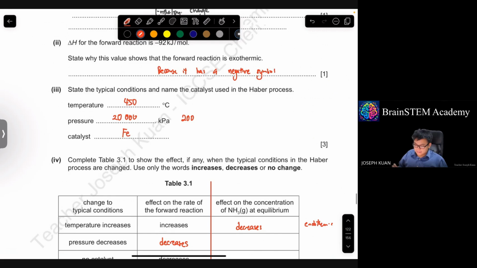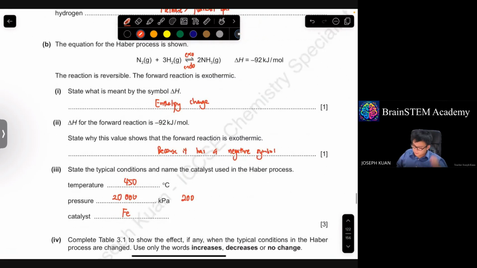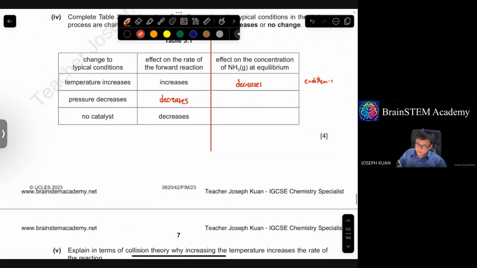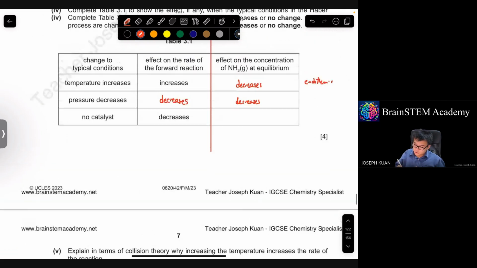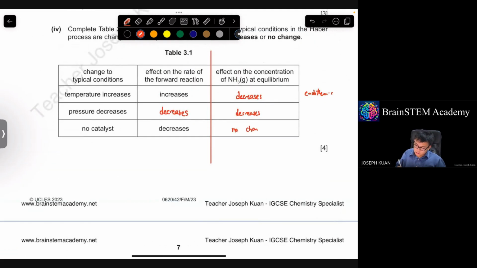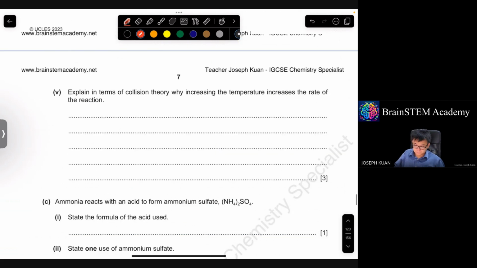Next, pressure decreases. When pressure decreases, it will favor the side with more gas, which is on the left. Same thing, it will favor the backward reaction. No catalyst, no change. Catalyst will not change yield.